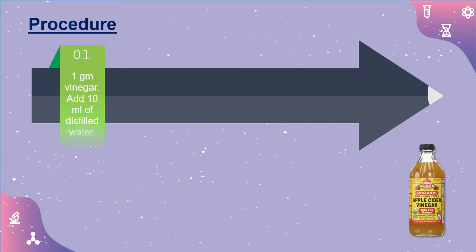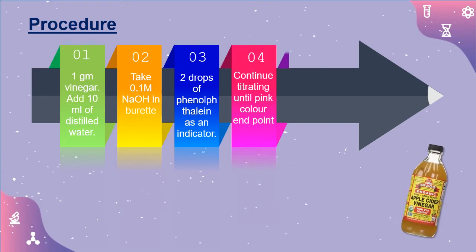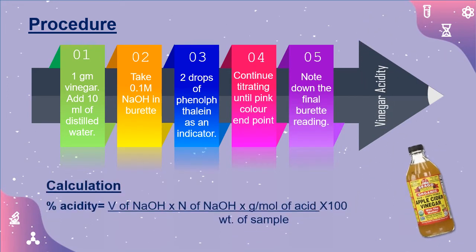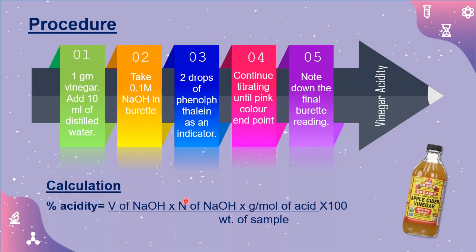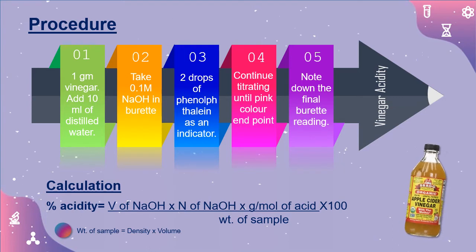So in the procedure, a sample of the vinegar is titrated with NaOH till the phenolphthalein pink endpoint, and then the reading is noted. So in the calculation, the following formula is used to calculate the acidity of vinegar, where the weight of the sample is the product of the density and volume.